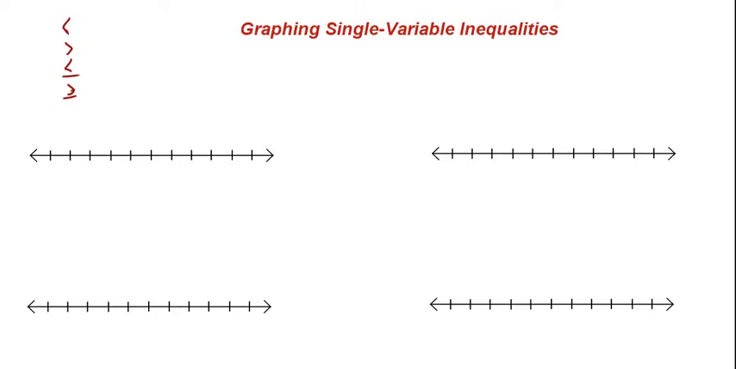But with this, let's just say I gave you 3 is greater than 5. Is that true? No, it's not. 3 is not greater than 5, right? So we flip it around. 3 is less than 5.